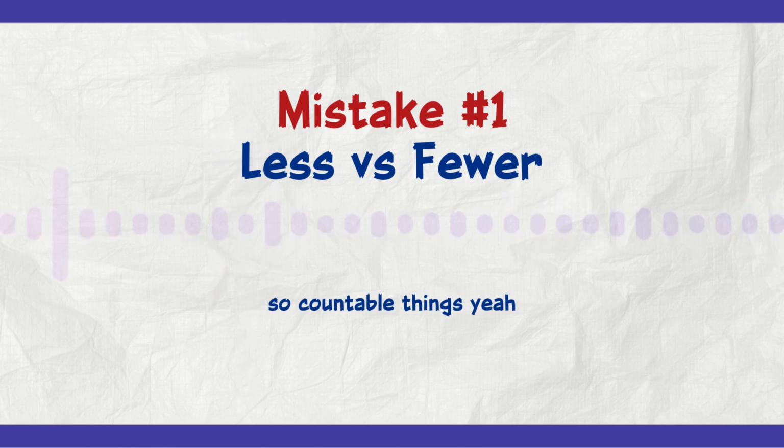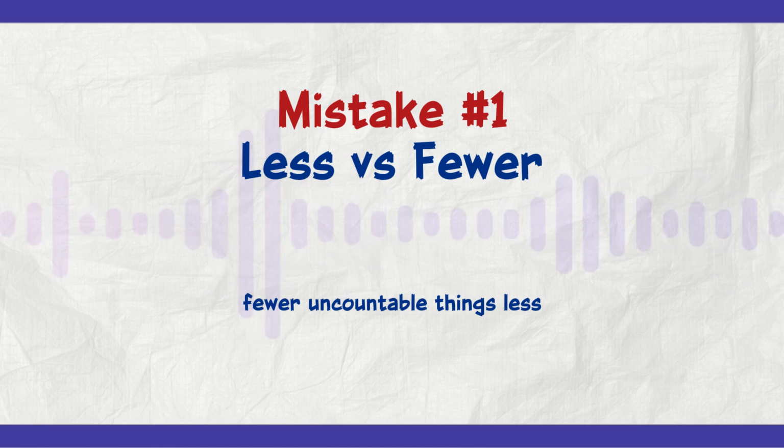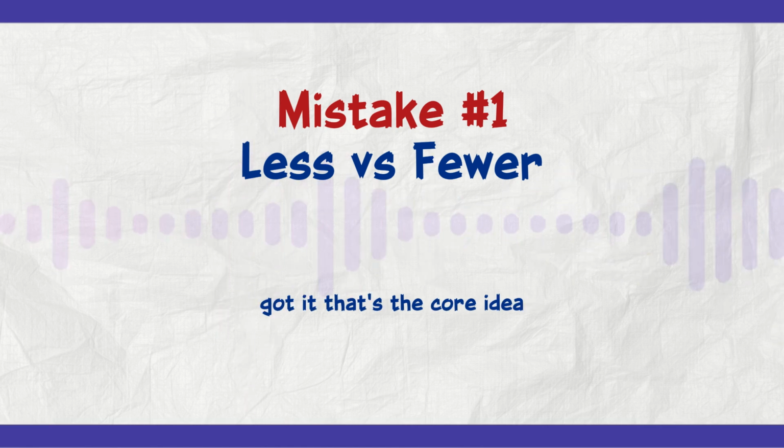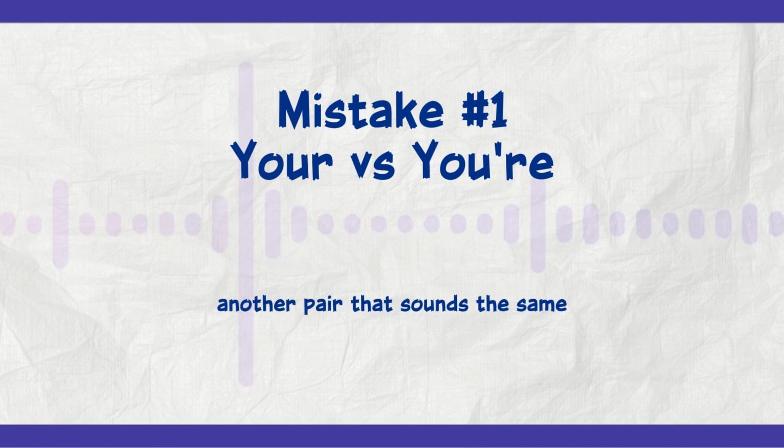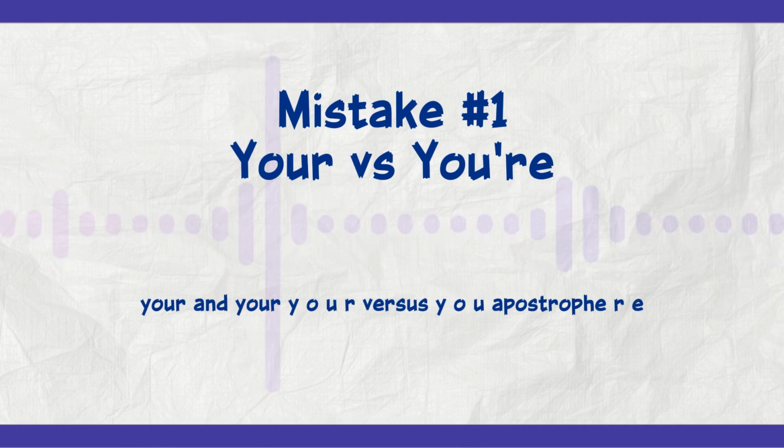So, countable things? Yeah, fewer. Uncountable things? Less. Got it? That's the core idea. Okay, number 2. Another pair that sounds the same, your and you're. Y-O-U-R versus Y-O-U apostrophe R-E.